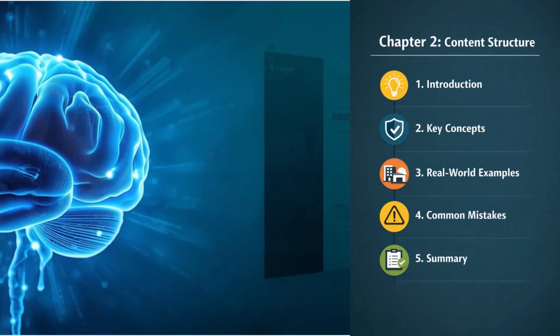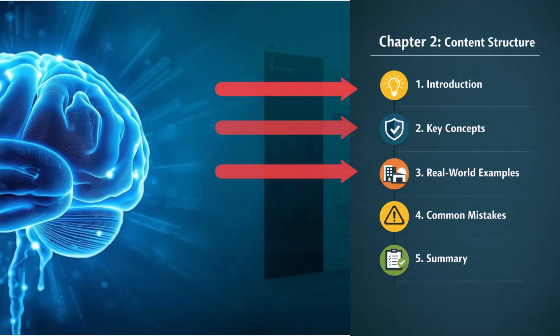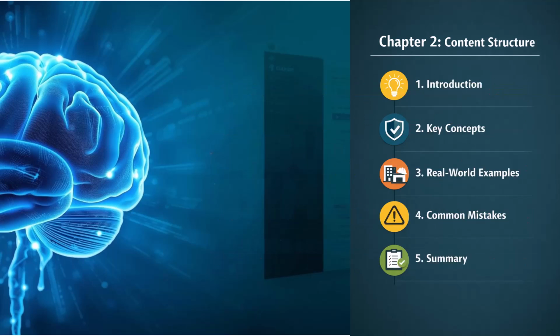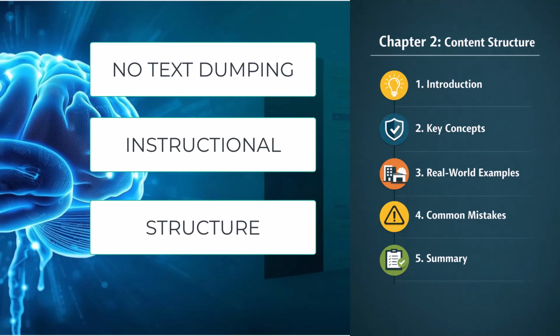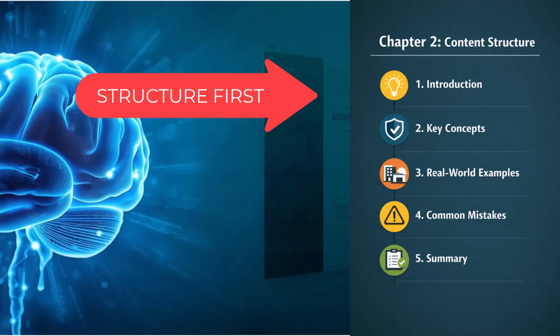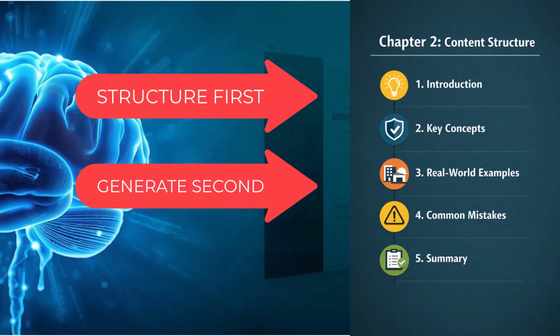Before we even open NotebookLM, your content must be structured. AI works best when your chapter is clean and organized. For Chapter 2, I've structured it like this: Introduction, Key Concepts, Real-world examples, Common mistakes, and the summary. That's it. Notice something really important. I'm not dumping random text into AI. I'm giving it instructional structure. Structure first, generate second. That's the rule.